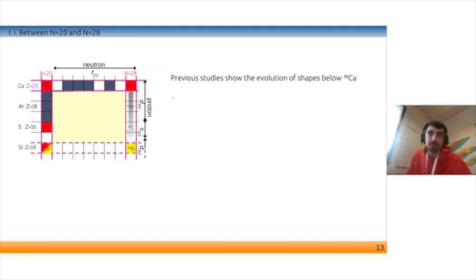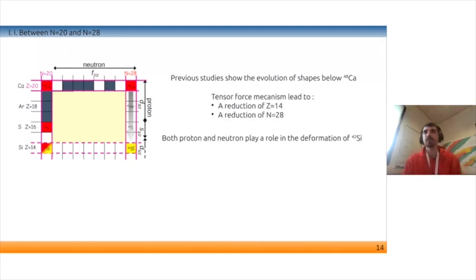Now, we know that previous studies show the evolution of shape below calcium-48, where argon-46 is mostly seen as a spherical nucleus, and sulfur-44 is seen as a shape-coexistence nucleus. But of course, silicon-42 is entirely deformed. Through this tensor force mechanism, we already saw that there is a reduction of Z=14 and N=28, and both protons and neutrons play a role in the deformation of silicon-42.